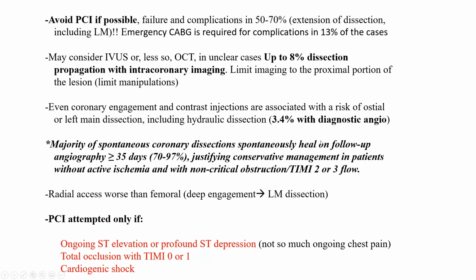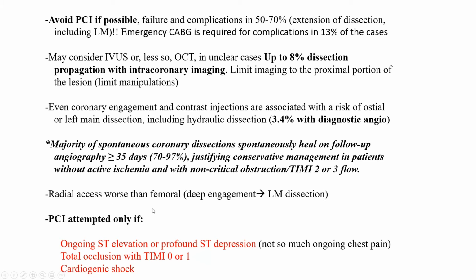The majority of spontaneous coronary dissections heal spontaneously on follow-up angiography done over a month, typically around 6 weeks, anywhere between 70 to 97%. So not all heal, but the majority heal. There is maybe about 20, even up to 30%, that don't heal. But that spontaneous healing justifies conservative management in patients without active ischemia and with non-critical obstruction, TIMI 2 or 3 flow.